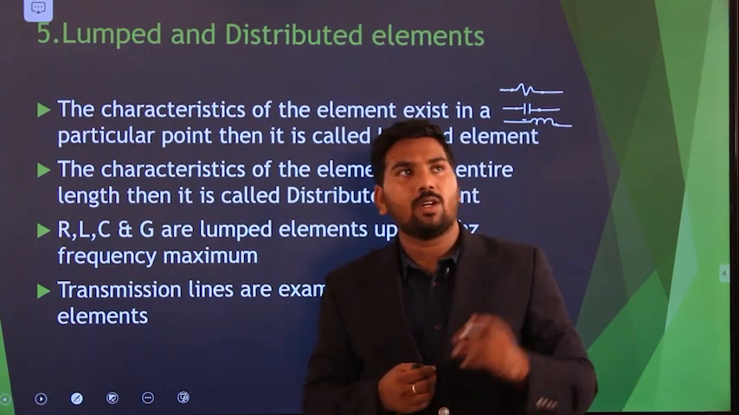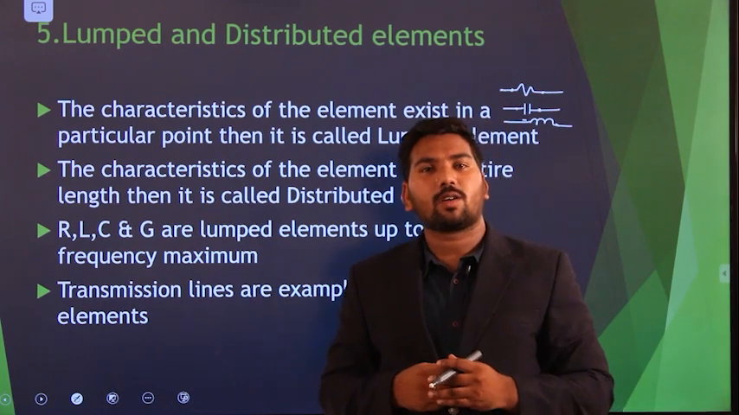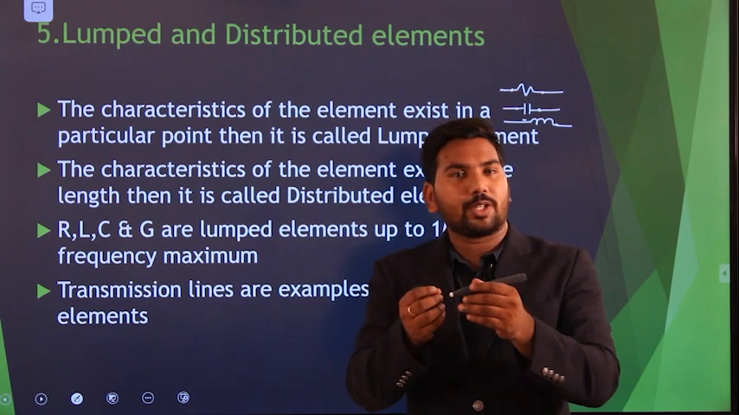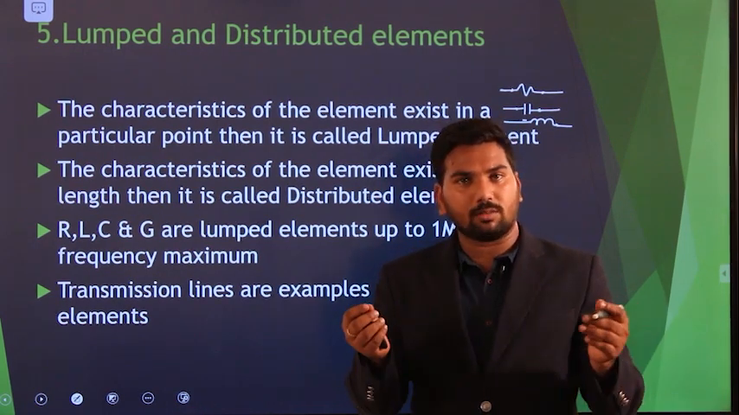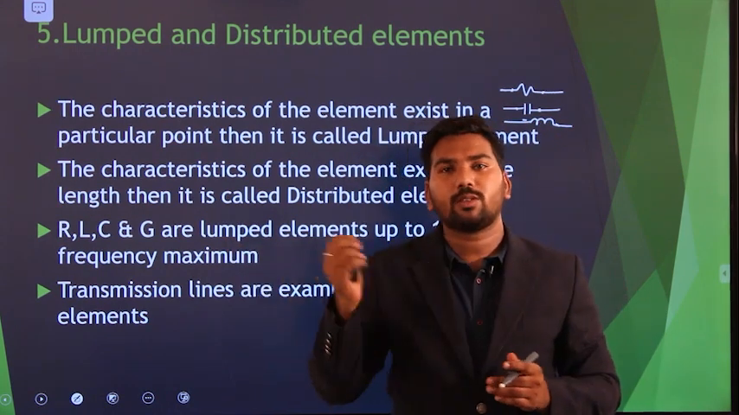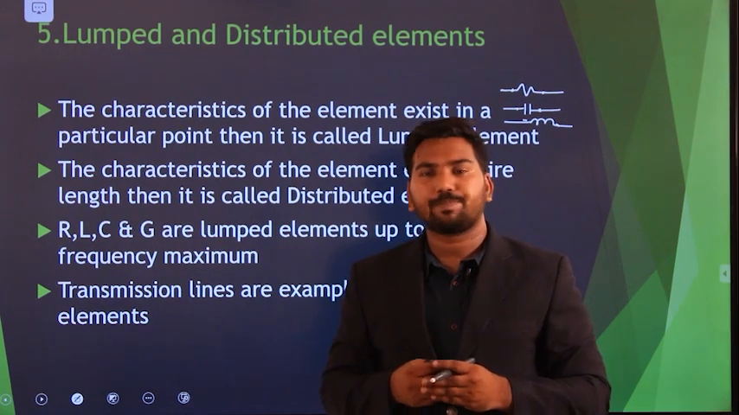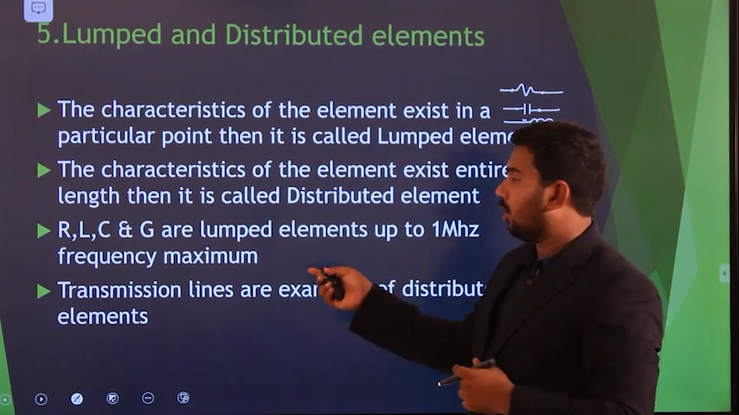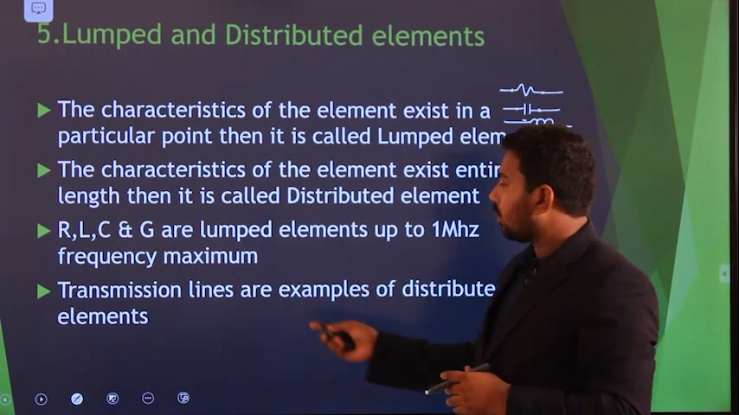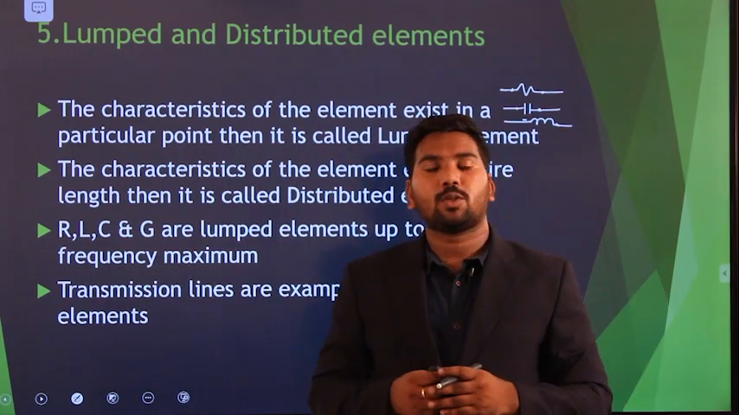Our transmission lines. If you see conductors, right, by the roadside you have some conductors. Those things are called distributed elements. So the characteristics will be distributed along the length of the wire. Whatever the length, maybe it's 2 kilometers, 20 kilometers, but the properties will be distributed along the line. Those are called distributed elements. So RLCG, resistor, inductor, capacitor, and conductance are the examples of lumped elements. Now transmission lines are the examples of distributed elements. Okay, what is the summary of our today's lesson?